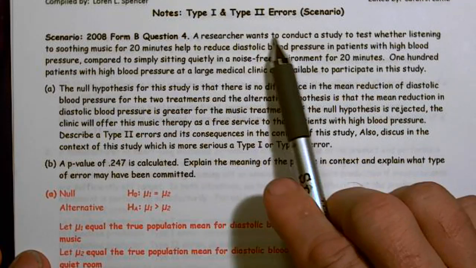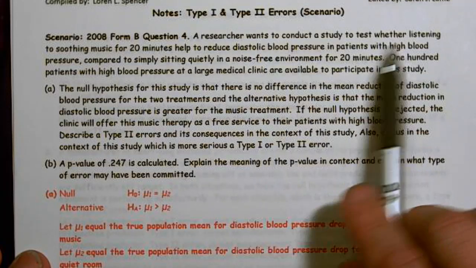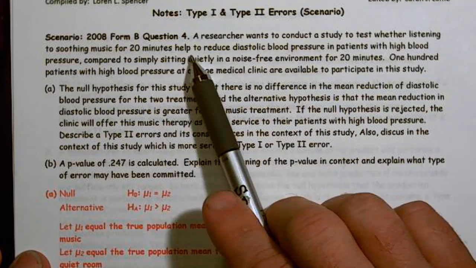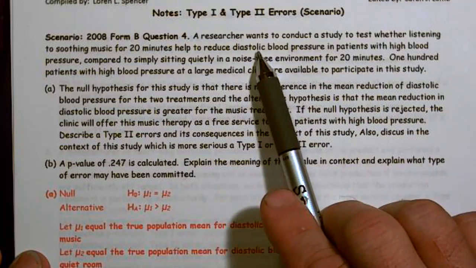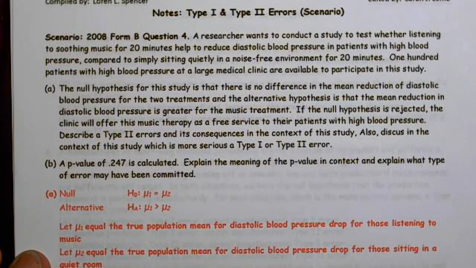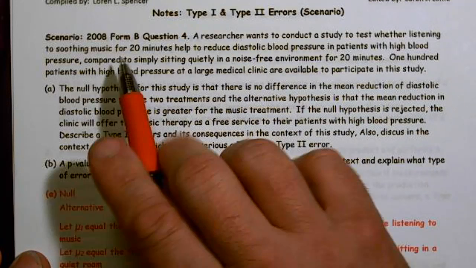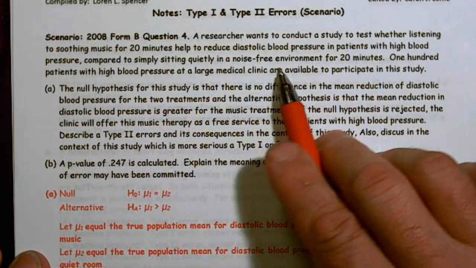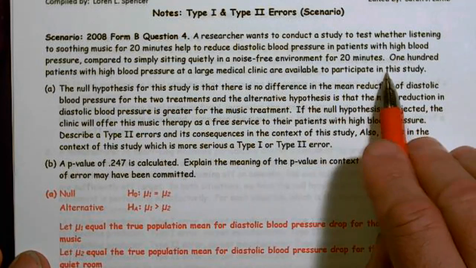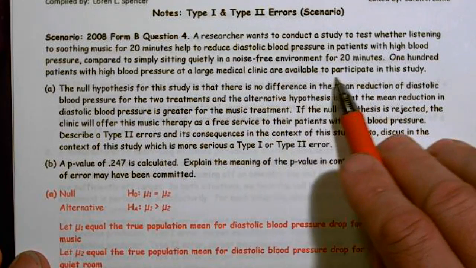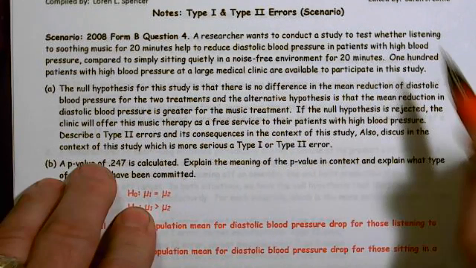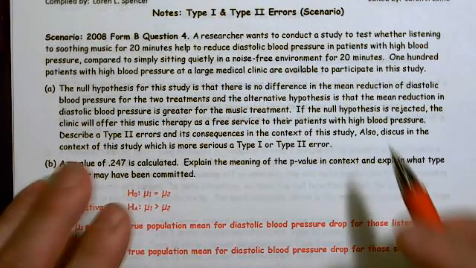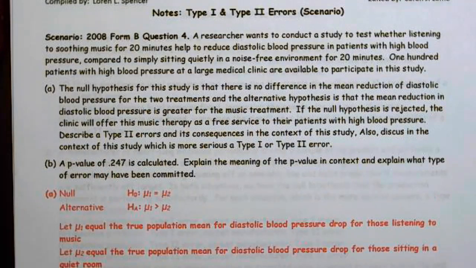A researcher wants to conduct a study to test whether listening to soothing music for 20 minutes will help to reduce diastolic blood pressure in patients with high blood pressure, compared to simply sitting in a quiet room in a noise-free environment for 20 minutes. 100 patients with high blood pressure are available for the study. So basically, we have one group sitting and listening to music and another group sitting in a quiet room.